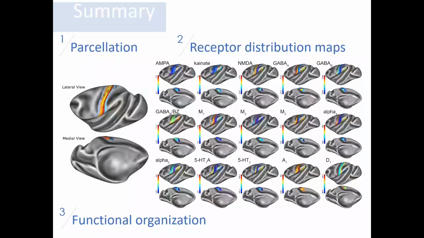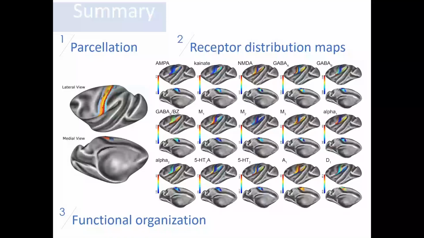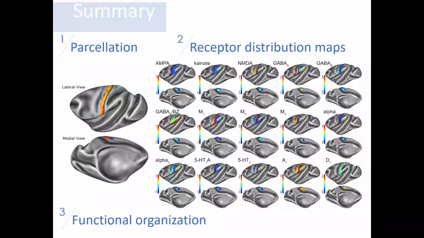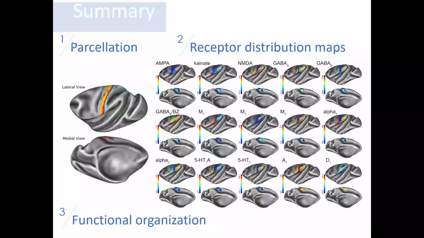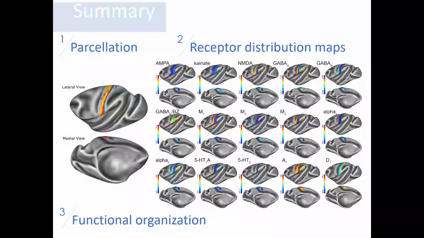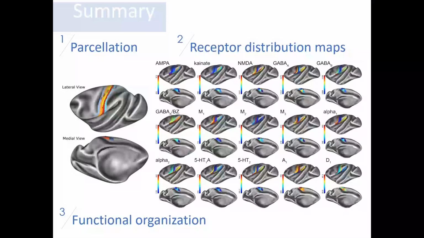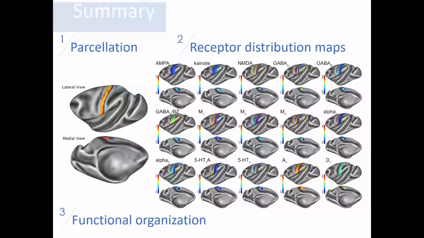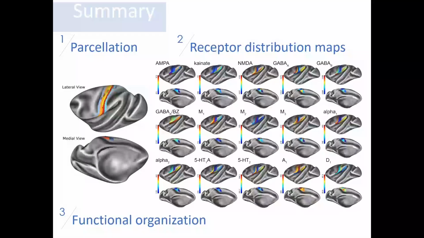So now I would like to summarize my talk. First, we reevaluated the parcellation scheme of macaque monkey primary and secondary somatosensory cortex, and we created this 3D map which has been brought into stereotaxic space. Second, we created 15 receptor distribution maps for this region. All these maps will be publicly available via the Human Brain Project and the BALSA repositories afterwards. At the end, we provide insights to clarify the functional organizational model of this region.